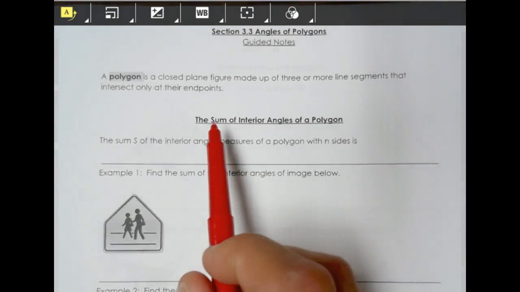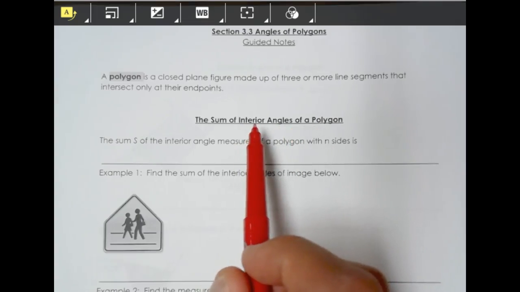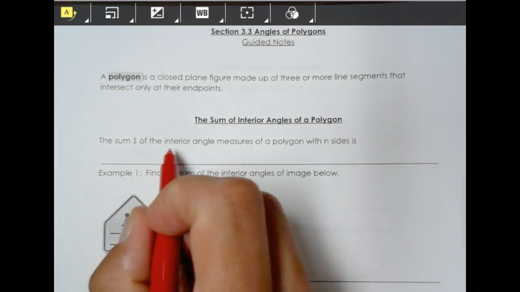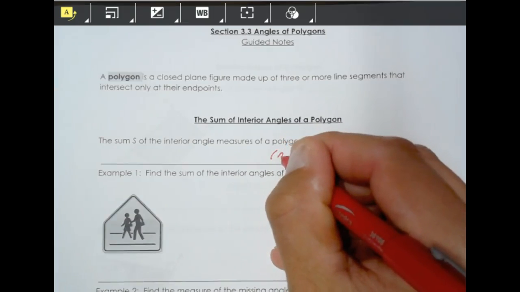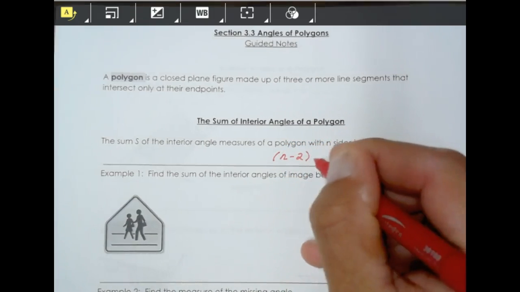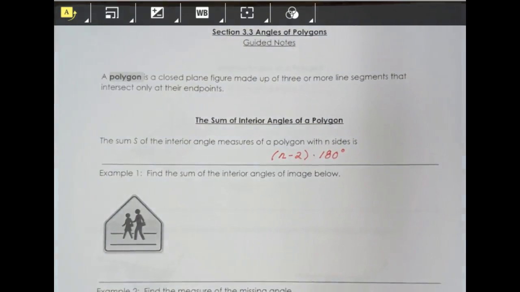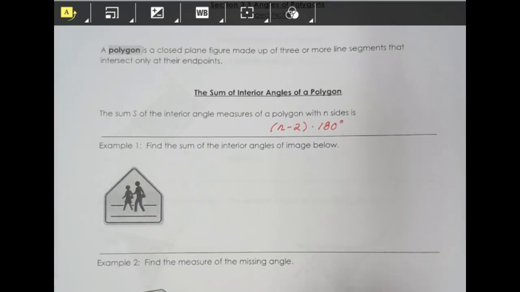So we're going to start with the sum of the interior angles in a polygon. That's the angles inside. And we have this nifty little formula that we can use. The sum of the interior angles of a polygon with n sides is n minus 2, that quantity, times 180 degrees. And we're going to look more closely at that in class today. So let's look at how we use this formula.